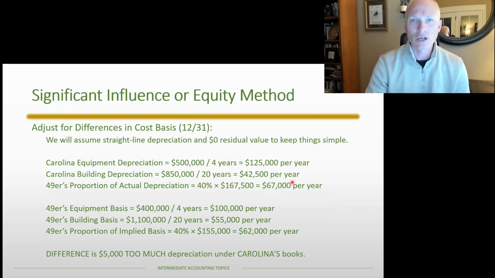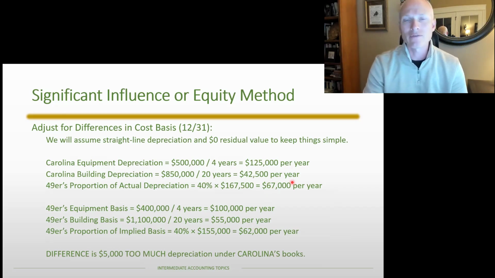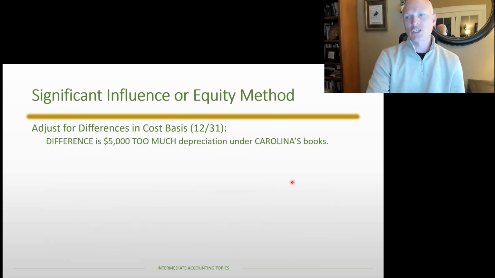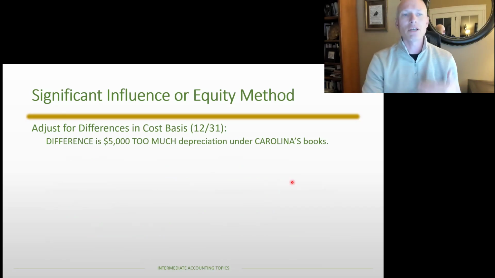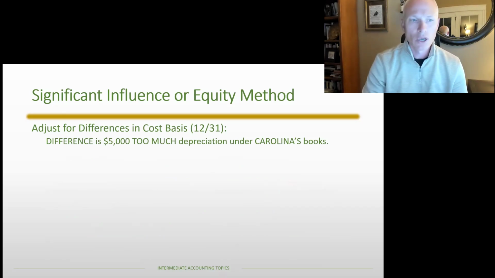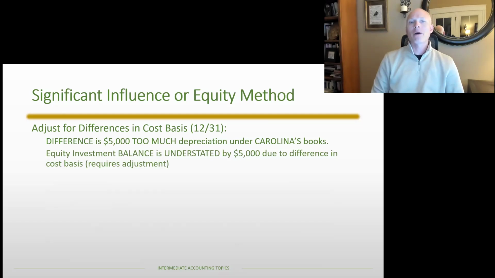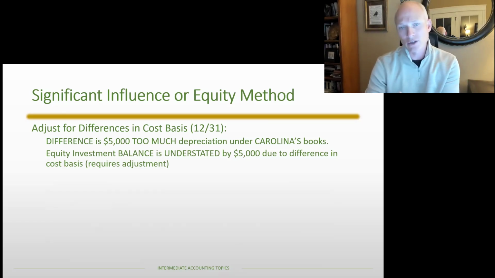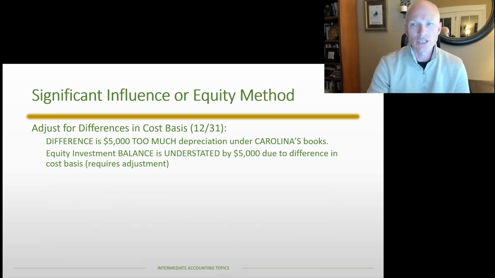And so that $5,000 difference, I'm going to account for as a final step in handling this equity method, or significant influence, investment. So given that $5,000 difference, what does that mean? It means that the equity investment balance is understated. There's really $5,000 of additional value on that investment, and the net income incorrectly captured it, given the difference in the fair value compared to the book value of those identifiable assets.